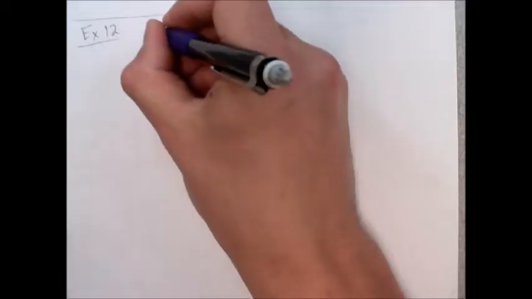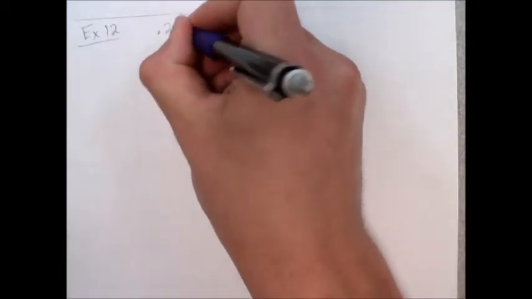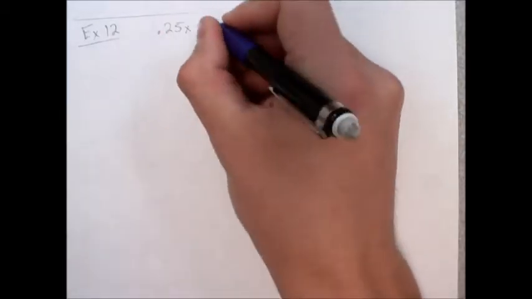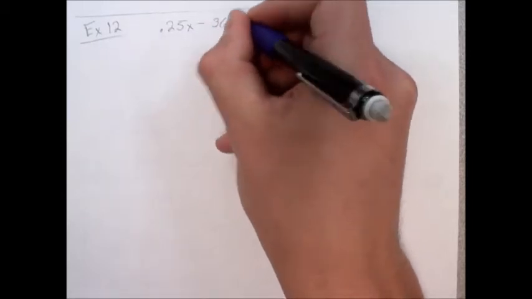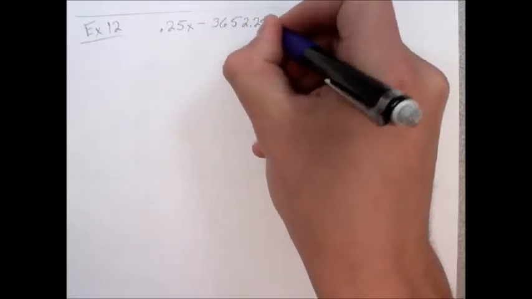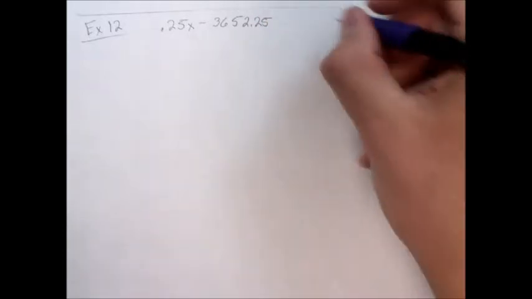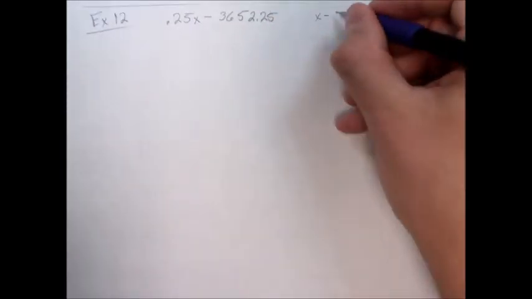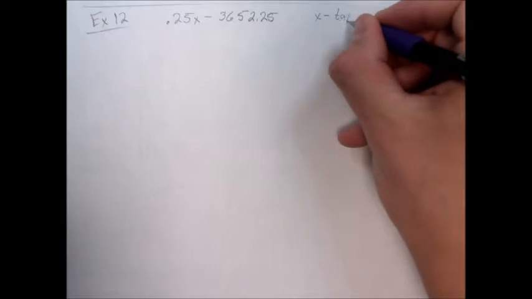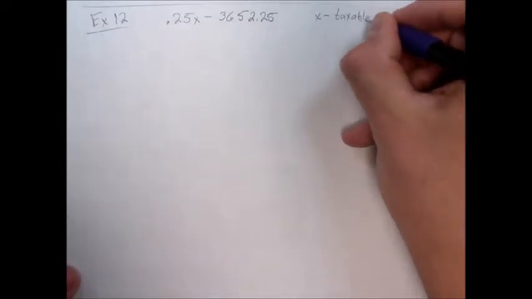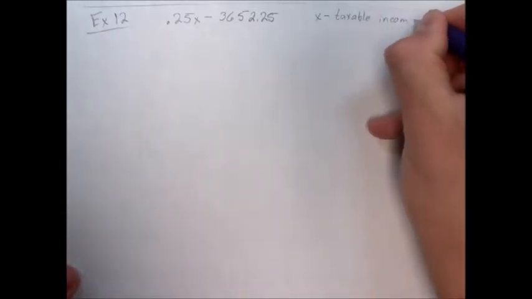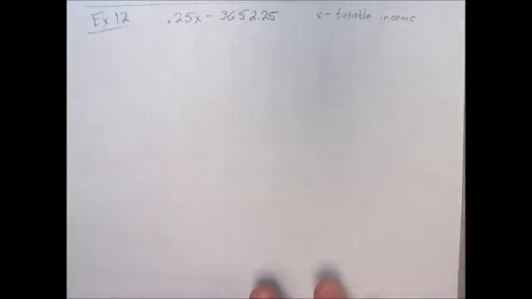In 2008, a single person in the 25% tax bracket, that's important, 25% tax bracket, is required to pay a tax of 0.25x minus $3,656.25, where x is the amount of taxable income. So I'm going to define x as taxable income. So far, these are all the important things that I know.